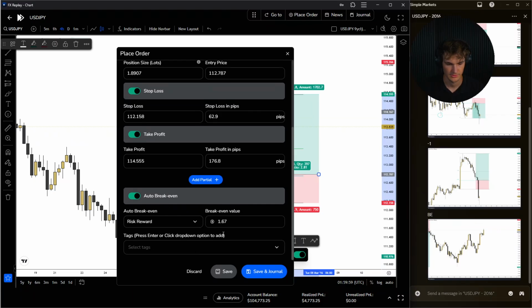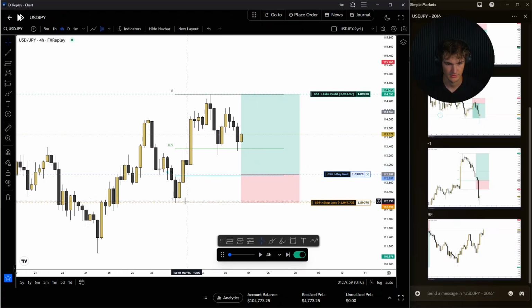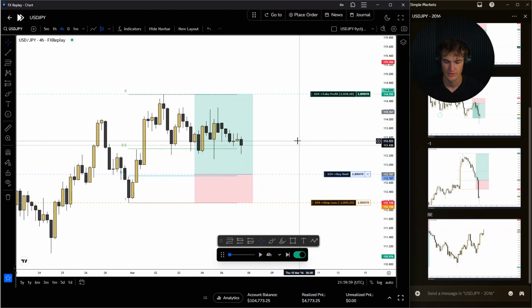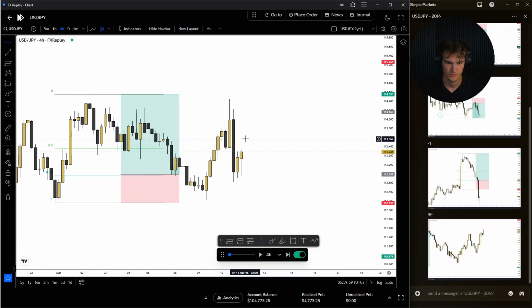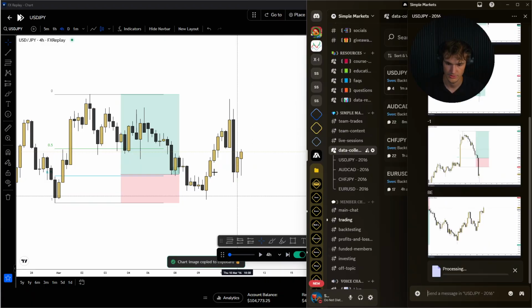I wish that would be a little faster, the whole auto break-even thing. I'm not sure why, but that's been incredibly slow recently. This is risk-free, ends up being a break-even trade.